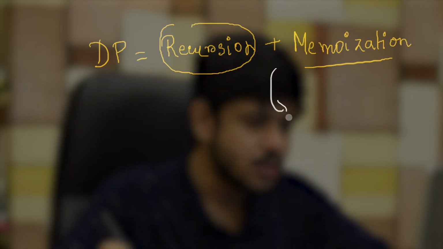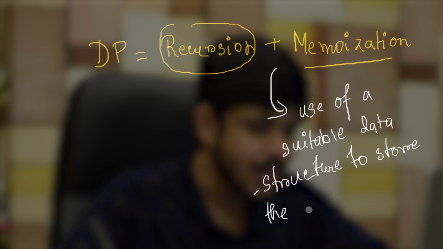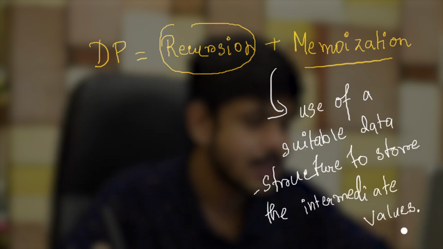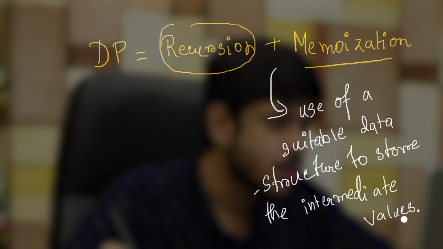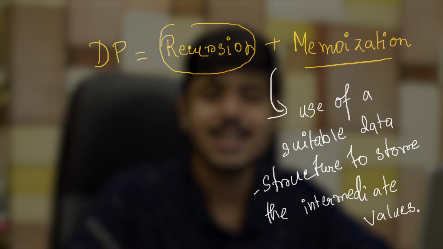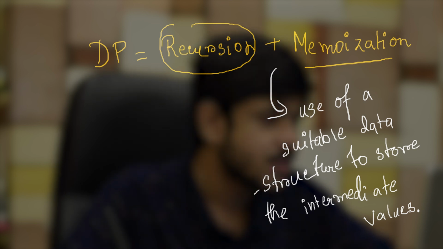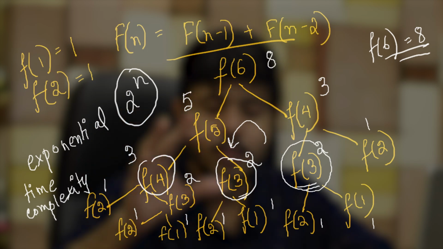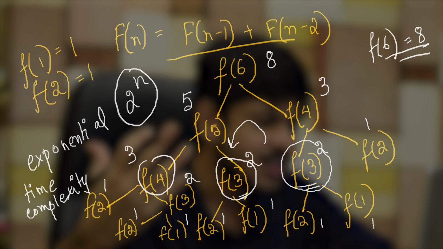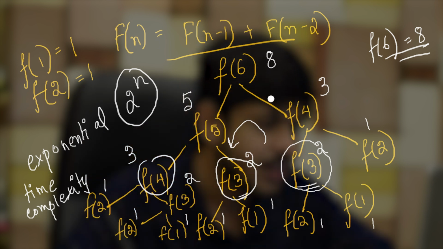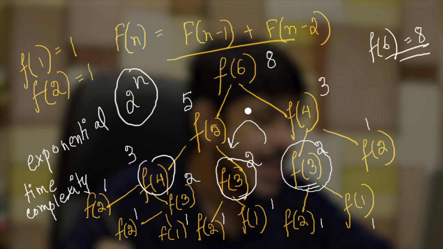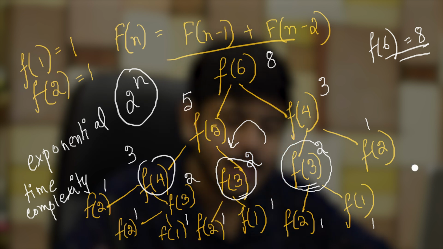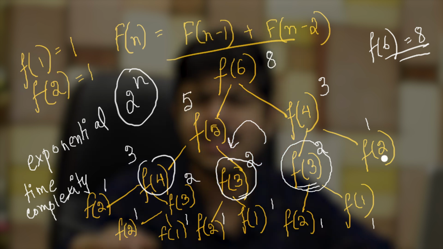Memoization is basically use of a suitable data structure to store the intermediate values. It's effective storing. It's effective memoizing of the values. Because if we manage to store some of these intermediate values, that would entirely cut off that entire point of overcomputation, calculating the same things over and over again. For example, even in a small invocation of F6, we ended up calculating F3 3 times. Imagine if you were calculating a slightly larger value.